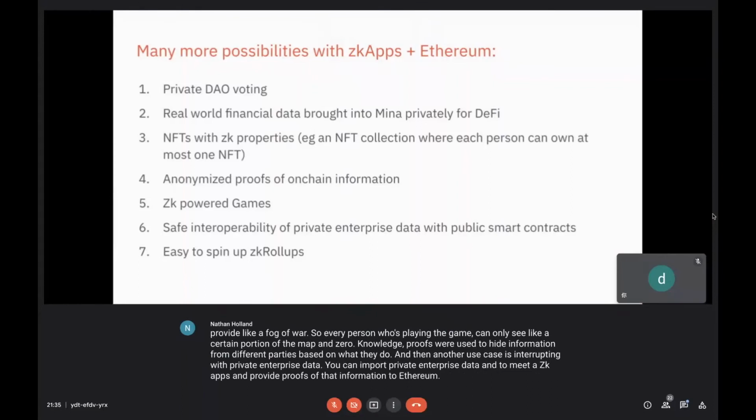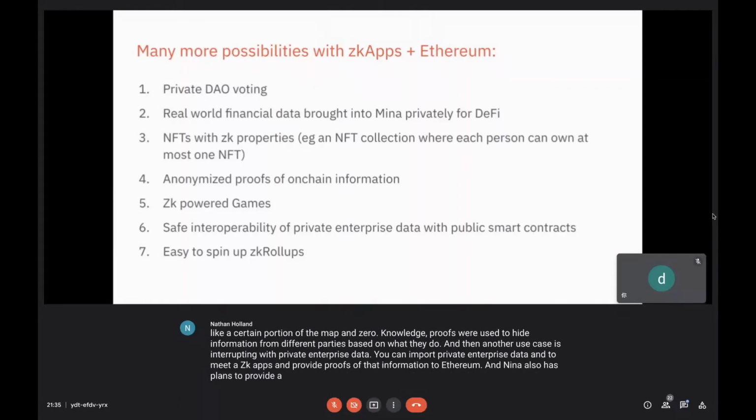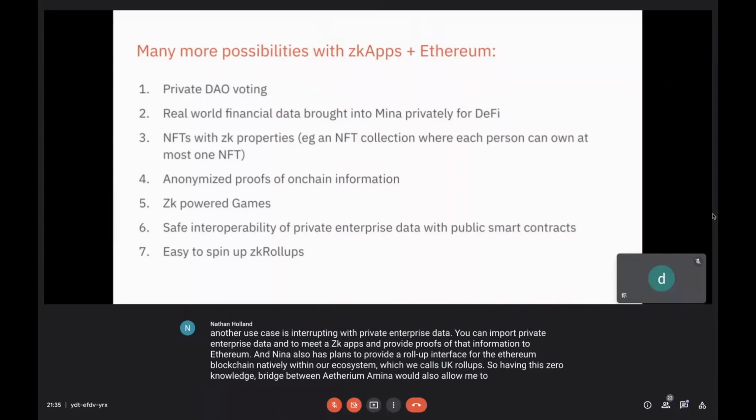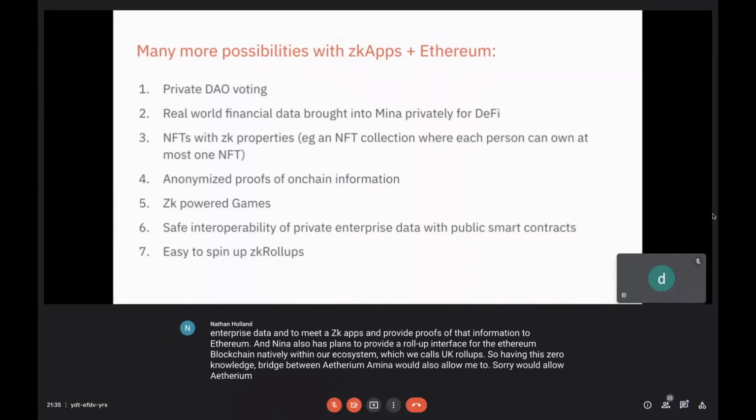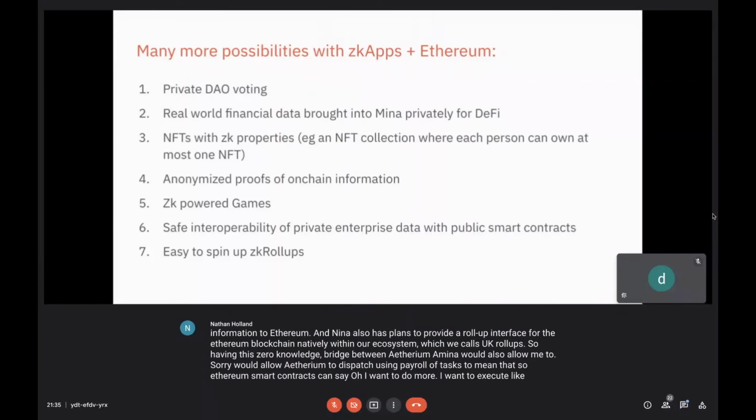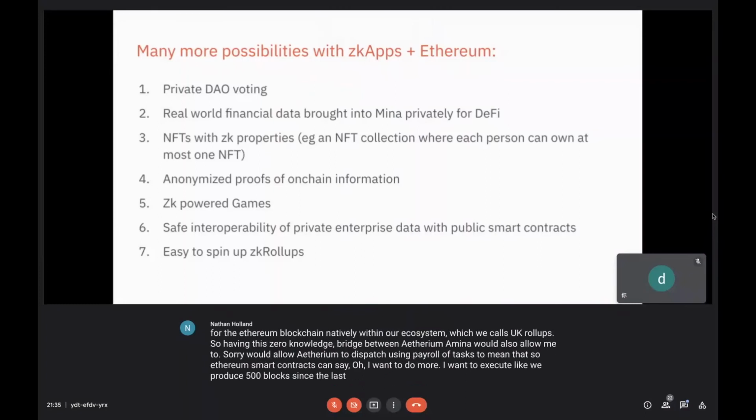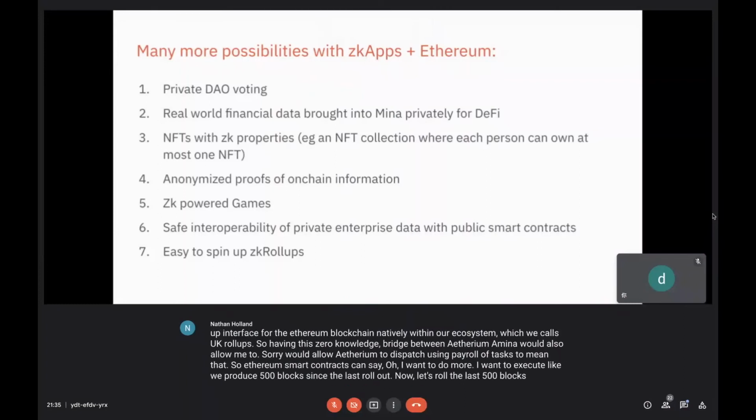And Mina also has plans to provide a rollup interface for the Ethereum blockchain natively within our ecosystem, which we call ZK rollups. So having this zero-knowledge bridge between Ethereum and Mina would also allow Ethereum to dispatch new ZK rollup tasks to Mina. So Ethereum smart contracts can say, oh, I want to do more. I want to execute, like, we produced 500 blocks since the last rollup. Now let's roll up the last 500 blocks and get a smart contract for that.